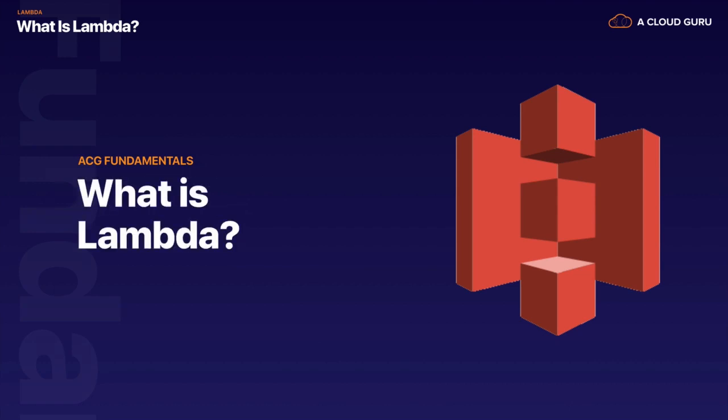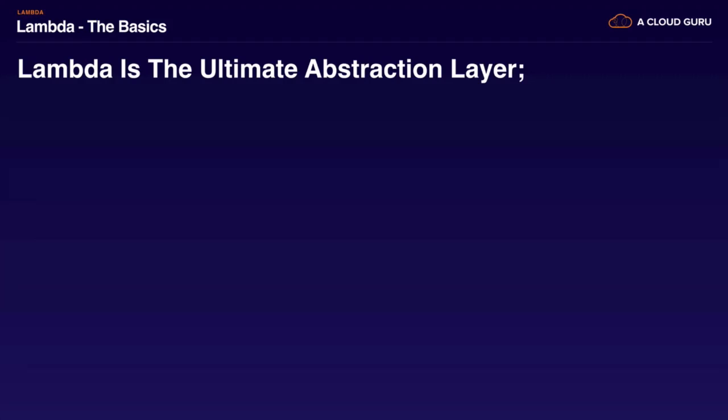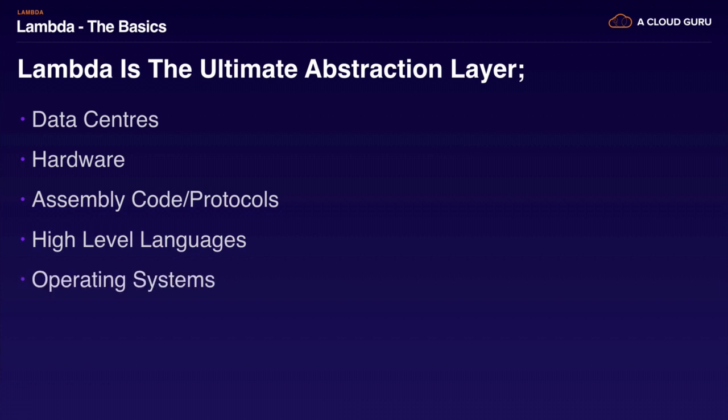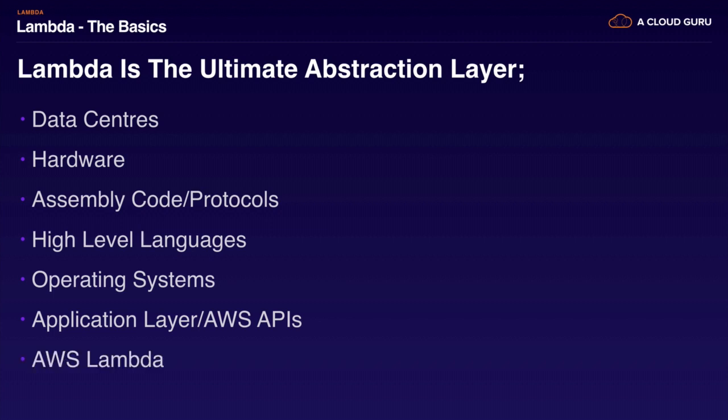So that brings us on to Lambda. And what is Lambda? Well, Lambda is the ultimate abstraction layer. So you've got your data centers. Inside your data centers, you've got your hardware. Inside your hardware, you've got your assembly code and protocols. You've then got your high-level languages. You've then got your operating systems that you're running. You've then got your application layers as well as AWS's APIs. And sitting on top of all of that, or abstracted away, is AWS Lambda. So basically, AWS handle all of these things for you. All you need to worry about is your code.